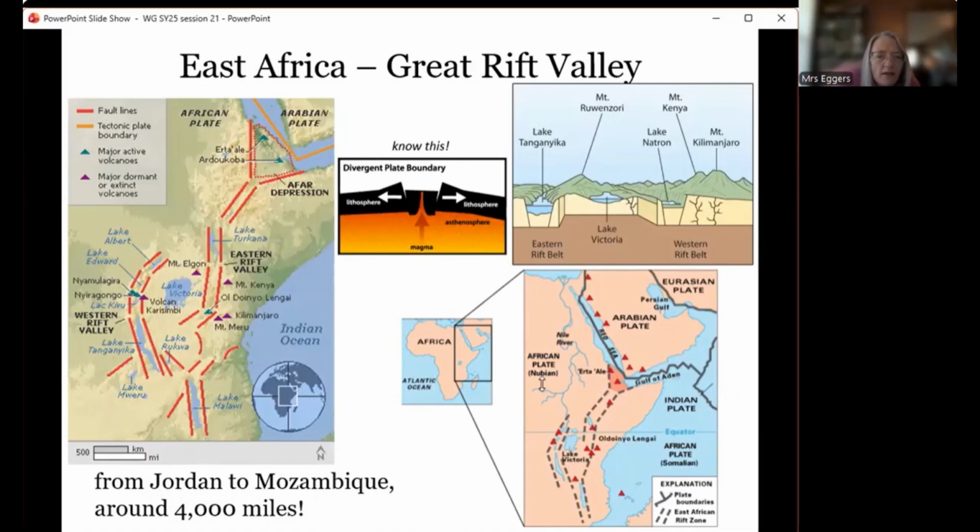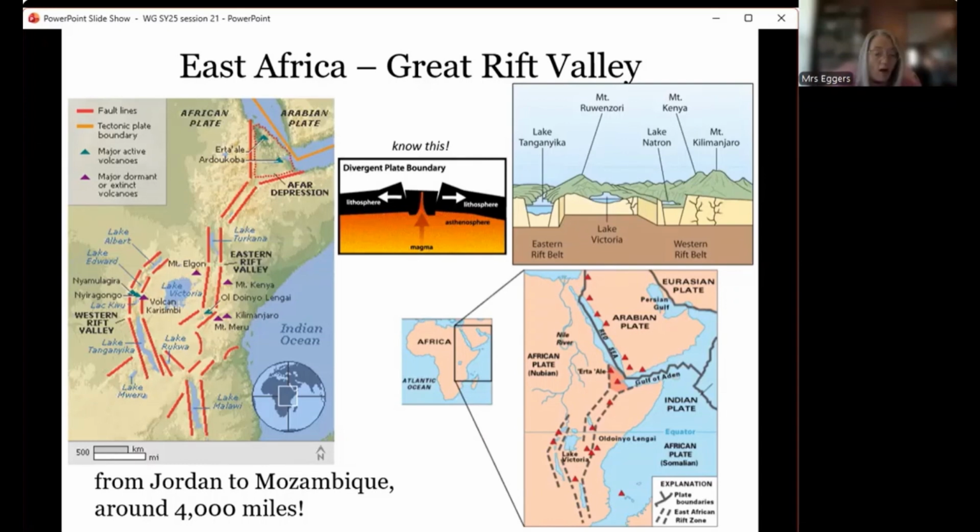Let's see, that calls it the Nubian, the African plate, Nubian and African plate Somalian. The other one called it the Somalian subplate, I think is what it's called. Oh, note the Afar Depression. We're going to look at that in a little bit too.